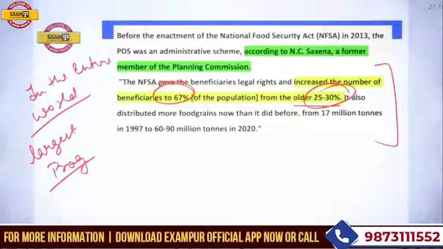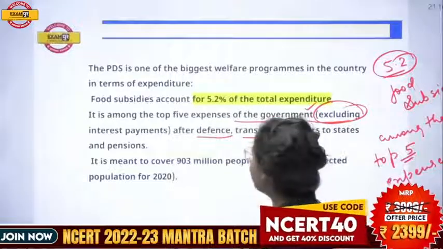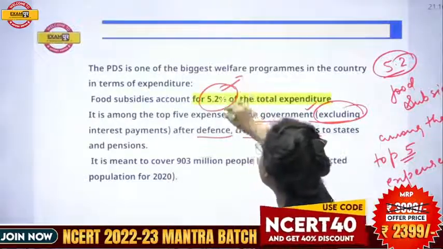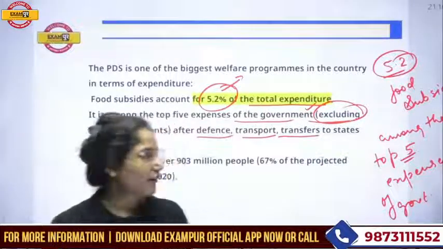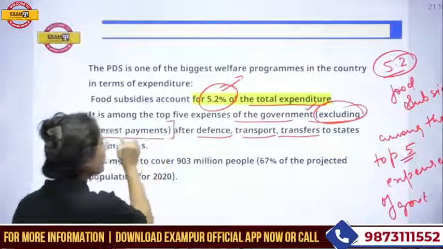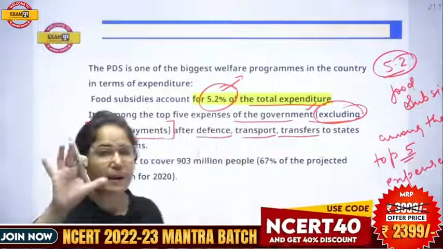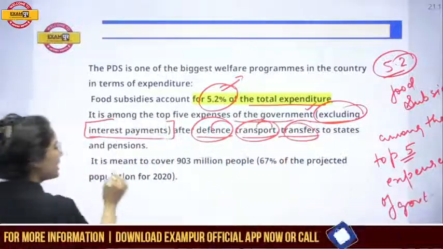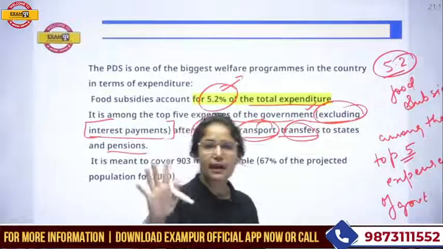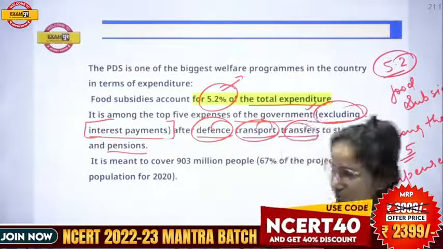Next is all about the Planning Commission. We are covering 67% of the population. If we are covering such a huge population, it has to play a crucial role in the economy. We have allocated 5.2% of the total expenditure. This comes under the top 5 expenditures of the government, after excluding interest payments, because that makes a huge difference in the entire expenditure. Next are defense, transport, transfers to the states and pensions. After these 4 dimensions, the fifth one is food subsidies, holding a huge base.